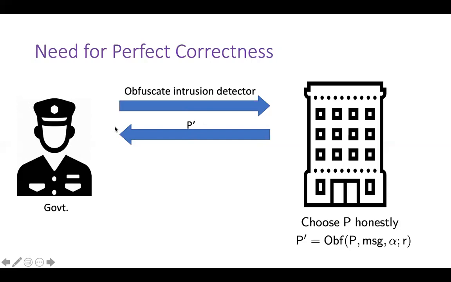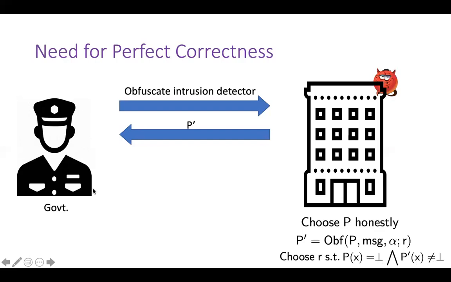But what if the company is malicious and chooses some bad randomness during the obfuscation? To be even more specific, the company can first choose some innocent person X, so the original program doesn't raise a flag on this innocent person. But the company chooses some bad randomness R such that the obfuscated program is incorrect: the obfuscated program doesn't output perp and raises the flag on this innocent person. And that's a serious issue because the government would then frame an innocent person.